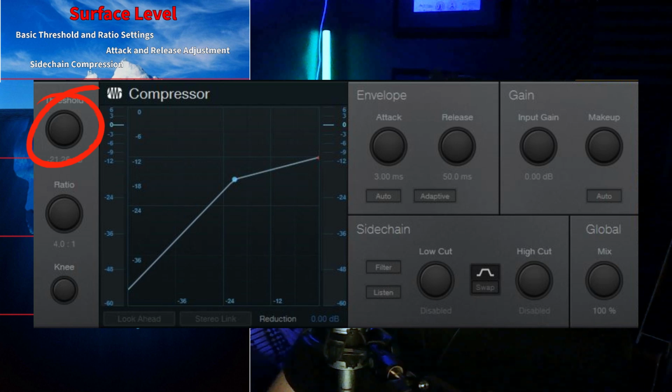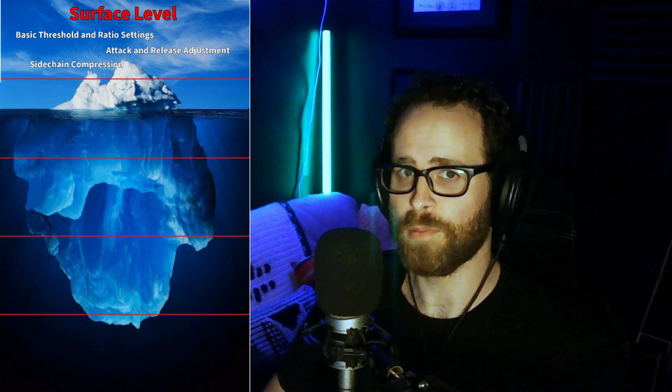Your threshold sets the volume when the compressor kicks in, and the ratio sets how much compression is applied. The attack controls how quickly the compressor clamps down, and the release controls how quickly the compressor lets go. These are things you definitely need to know, so once you learn these, we can move on to the lower steps.